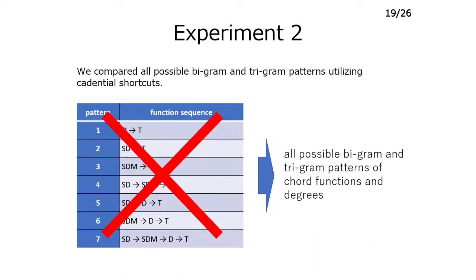In the next experiment, we utilized cadential shortcuts to evaluate cadence patterns. In the foregoing section, we adopted the cadence patterns from the textbook as de facto standards, but here we dropped it and examined all bigram and trigram patterns, and also, this time, we included patterns of degrees.